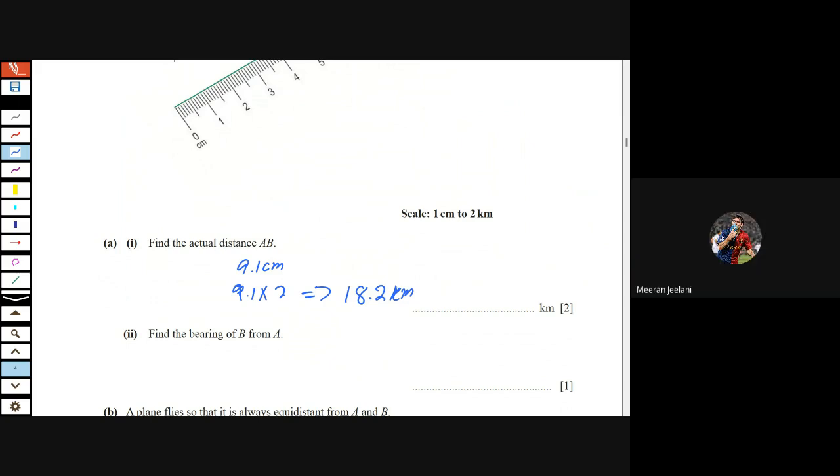So you have 9.1 centimeter. The actual length will be 9.1 multiplied by 2. Yes, that will be 18.2 kilometers, not centimeters. Yes, everyone, any questions?